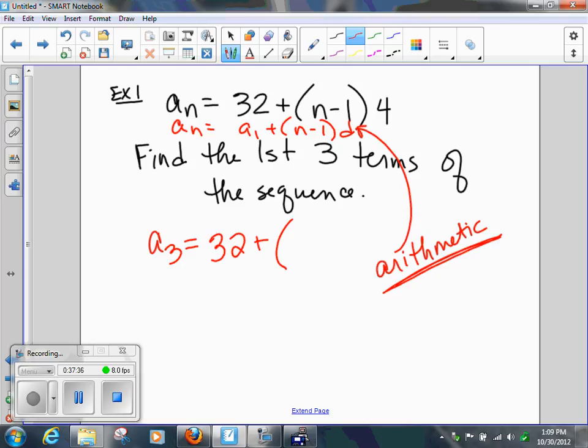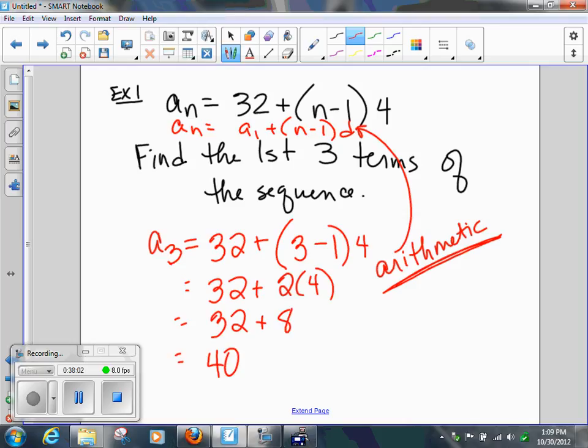No, before that, throw the 3 in there, because if we put 3 here, we substitute 3 for n here in the other part of the formula. I have no idea what this is going to end up being. 32 plus 2 times 4. Y'all cool with that? 32 plus 8, which means that gives me 40, right? What does this mean? The third term is 40.